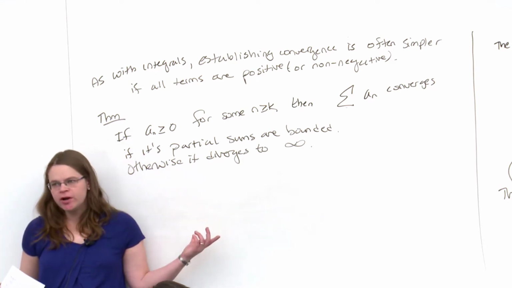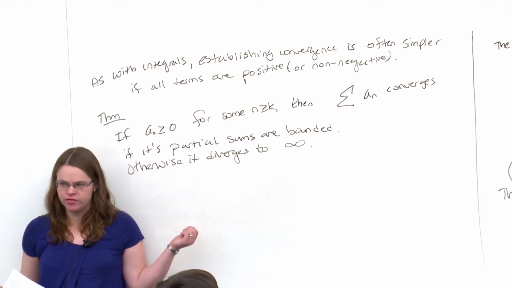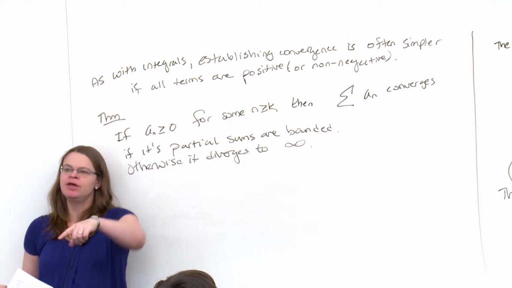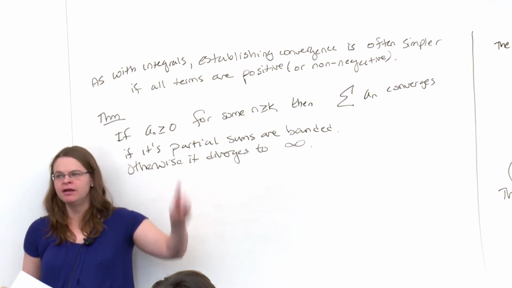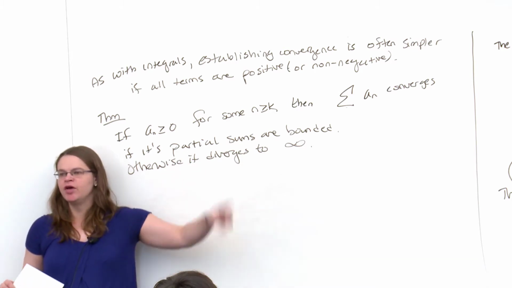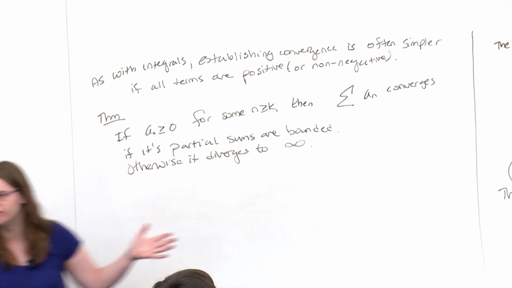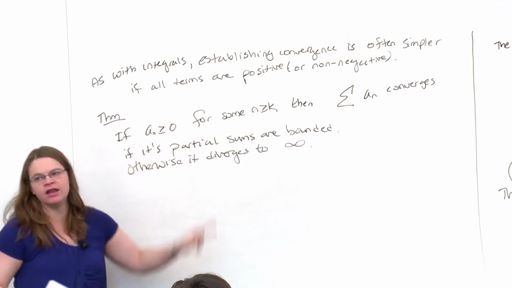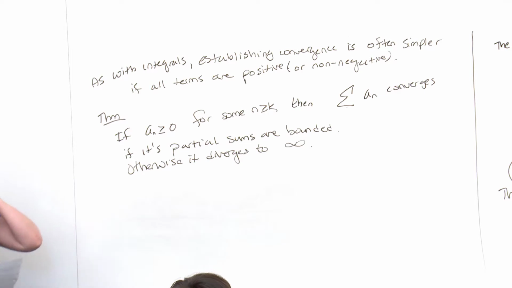We know in general that partial sums being bounded is not good enough for convergence, right? We did this sum of (-1)^n. The partial sums bounced between -1 and 0. They were bounded, they never got bigger than 1 in magnitude, but the series didn't converge. What will save us here is if these terms are always non-negative. If they're always non-negative, then we're in business.